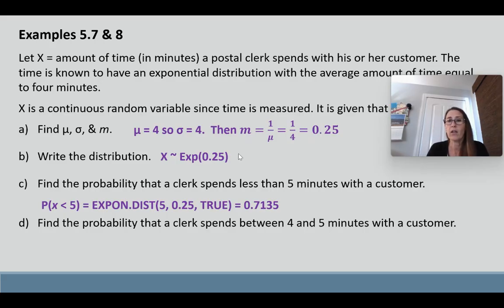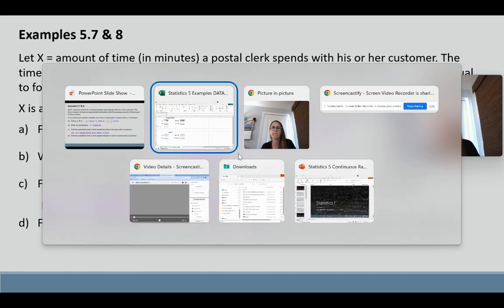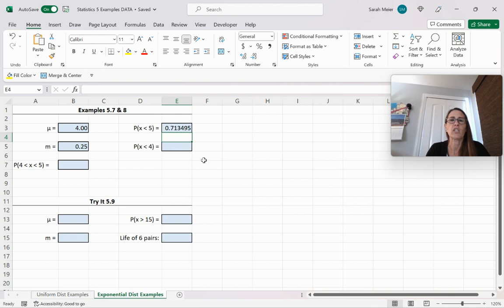Now, for the probability that a clerk spends between 4 and 5 minutes, because it's the area under the curve, I find all the area from 5 down to 0. Then I find the probability of the area from 4 down to 0, and I subtract that off. And that will leave me with just the area between 5 and 4. So you kind of have to find 2 probabilities here and subtract them to get the answer to this type of question. So that's why I set the spreadsheet up this way.